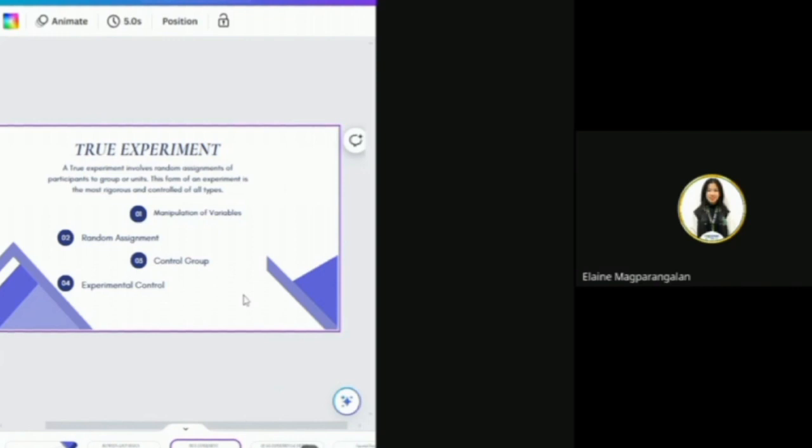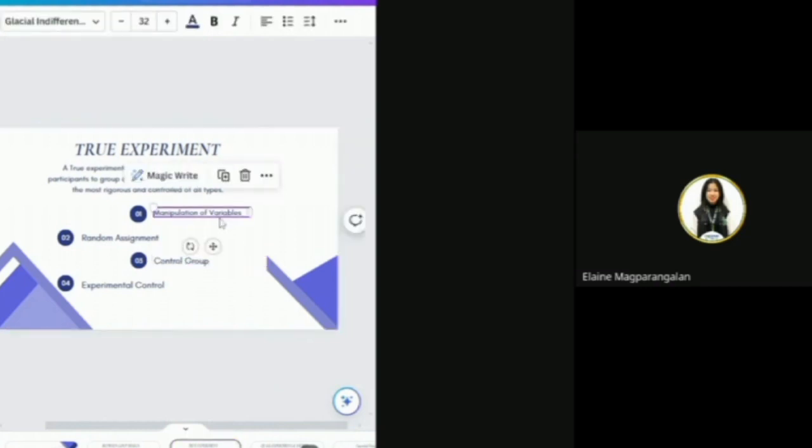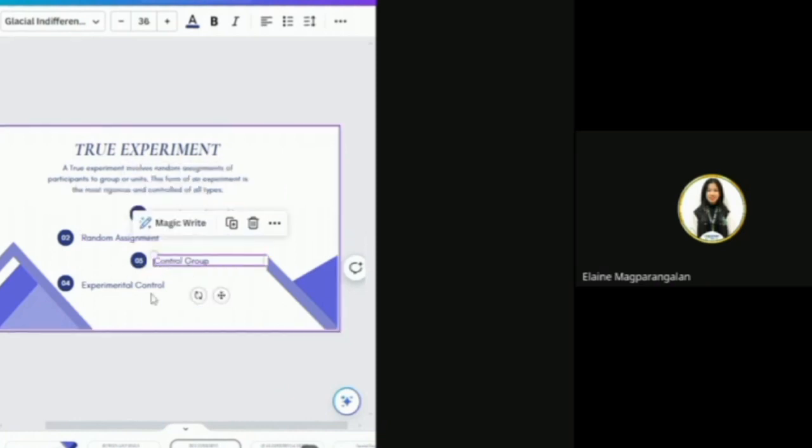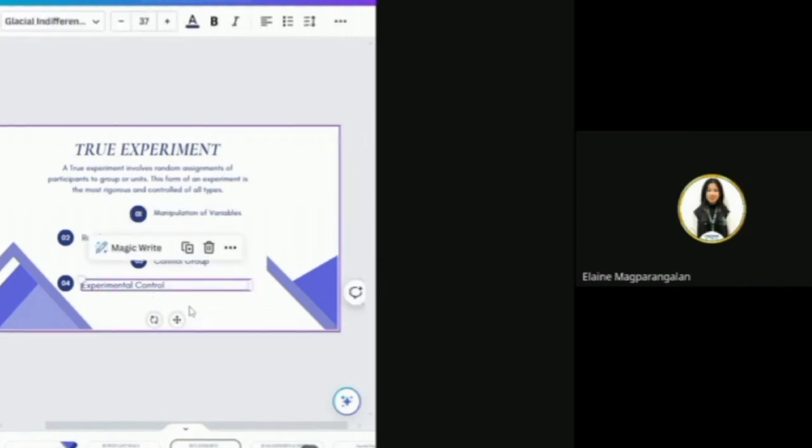Now we have here some key features of a true experiment. The first one is the manipulation of variables. The second one is random assignment. The third one is the control group. The fourth one is the experimental group or experimental control.